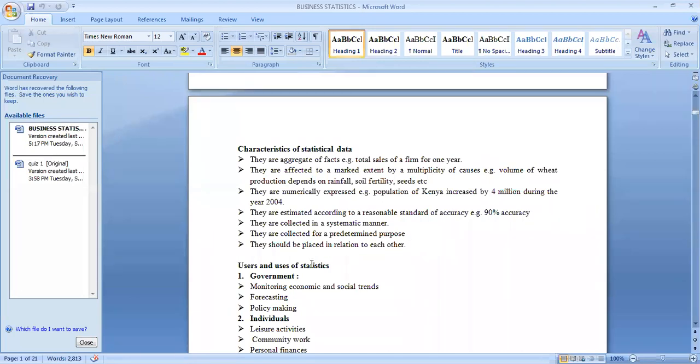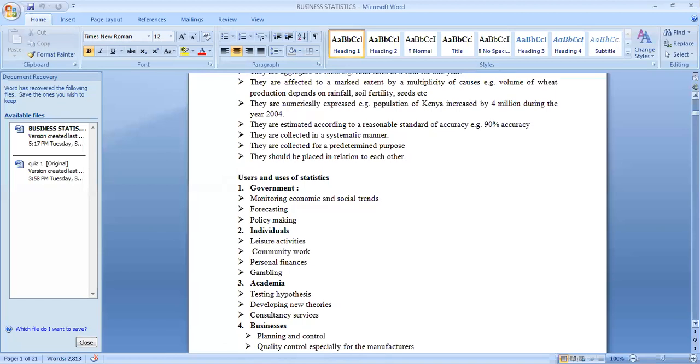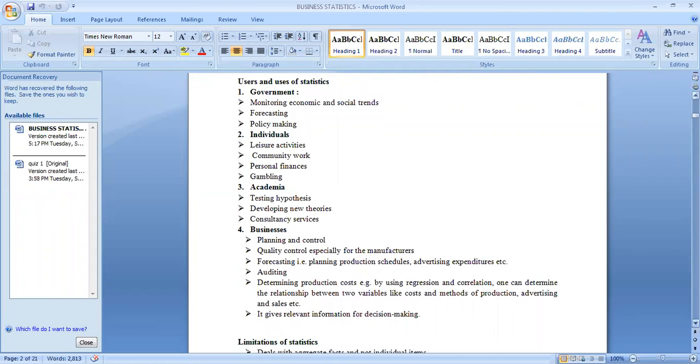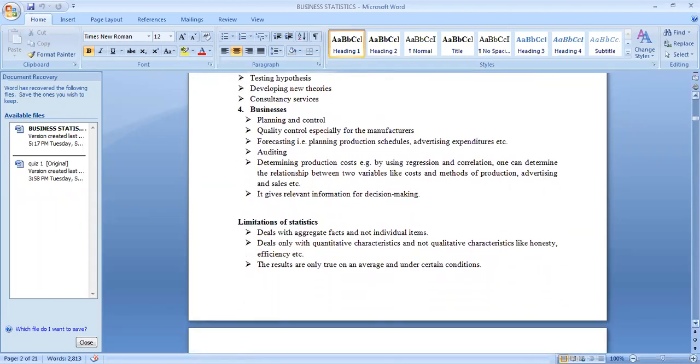And then lastly, they should be placed in relation to each other. We can say that the mean score of this class this year is 50% versus last year, which was 48. So we can say there was an improvement of 2%. And we have the uses of data, or how data is used and who uses them. We have got the highlight there, which you can go through.